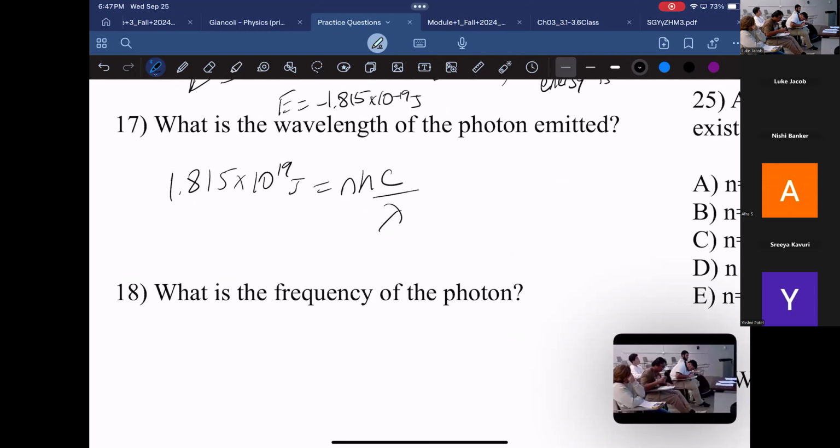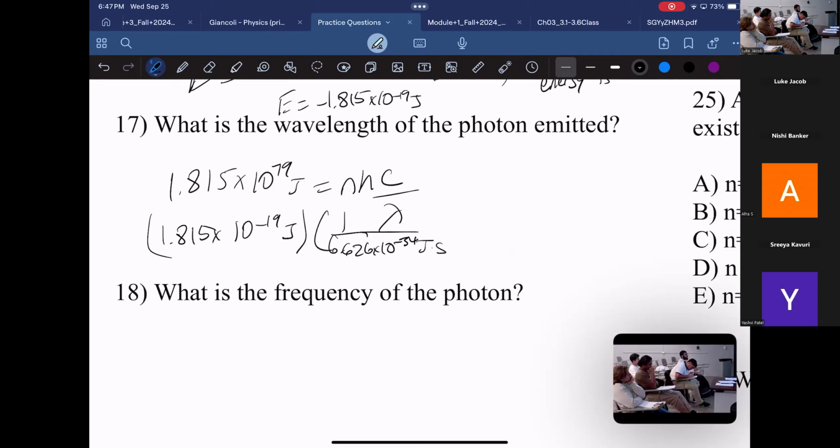So it would be 1.815 times 10 to the -19 joules, and you want to write it like 1 over 6.626 times 10 to the -34 joule seconds, and then times the speed of light, 2.9979 times 10 to the 8 meters per second. It says 2.998 in the reference, but I'll use 2.979.